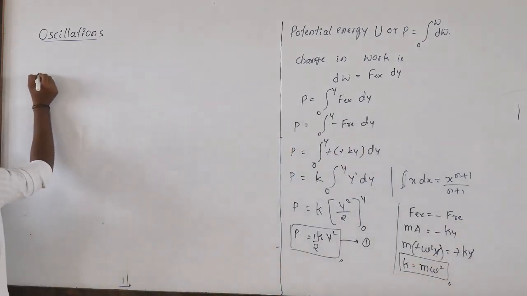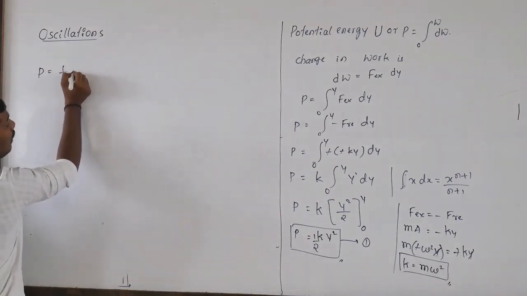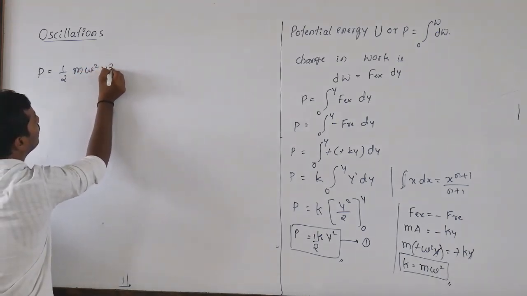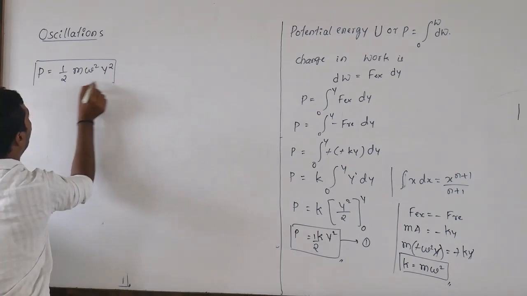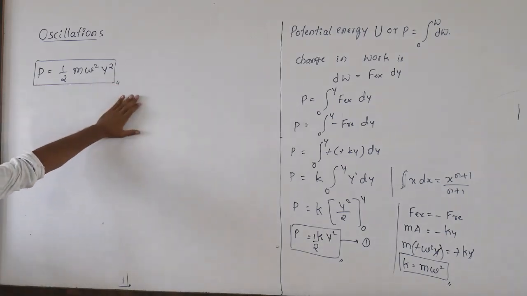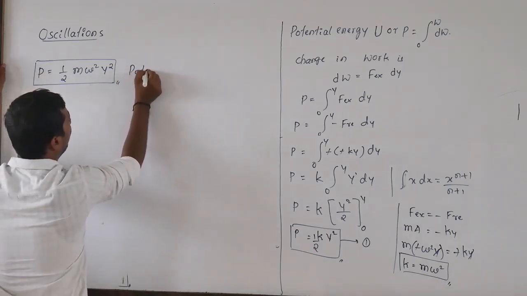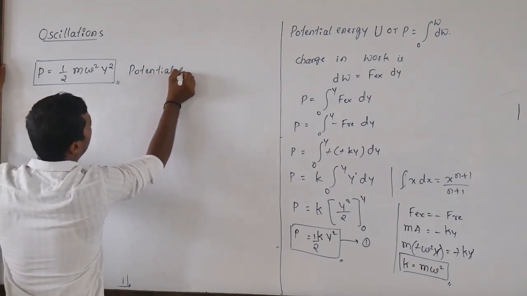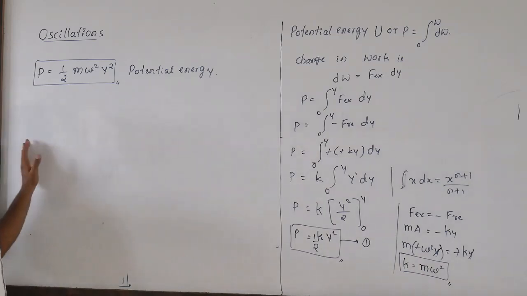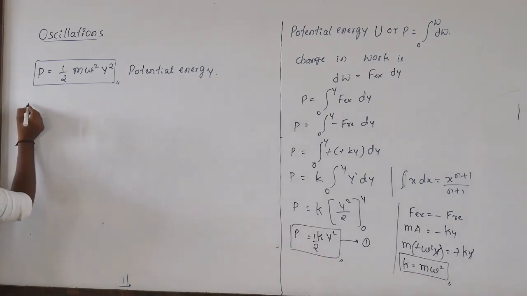In this equation, the potential energy is equal to 1 divided by 2 m into omega square into y square. This is the form of potential energy. Then you can draw the graph of this.